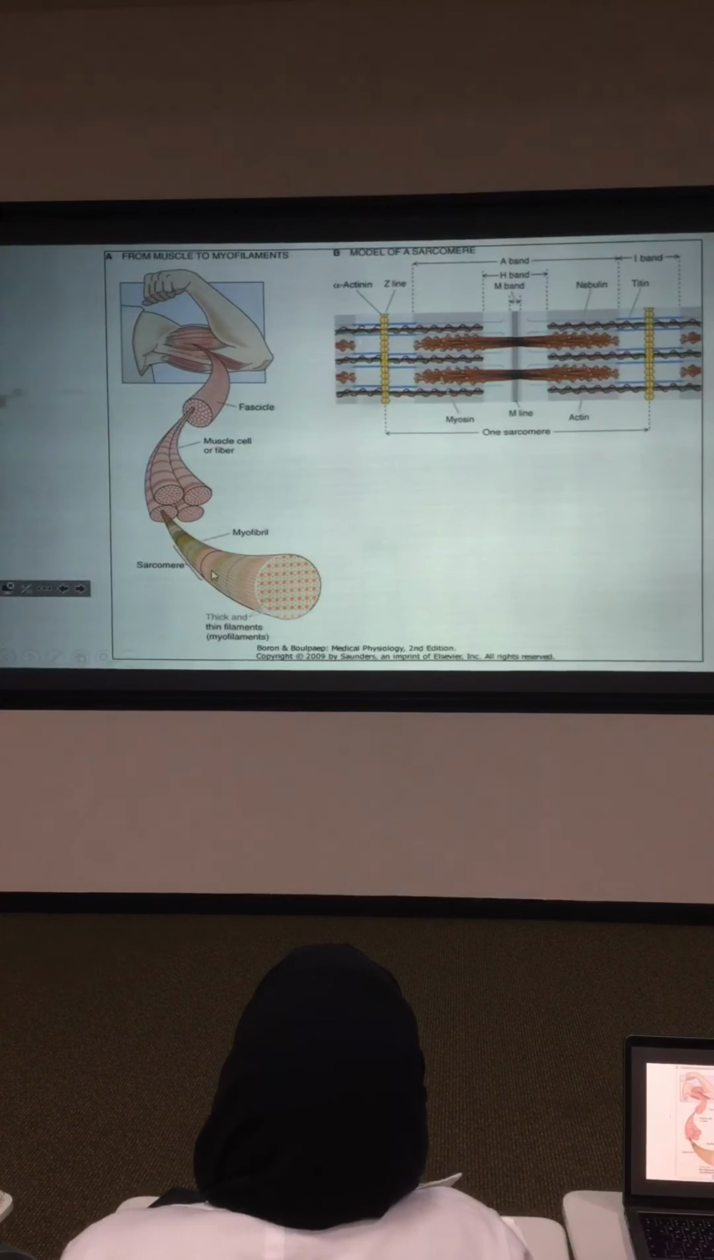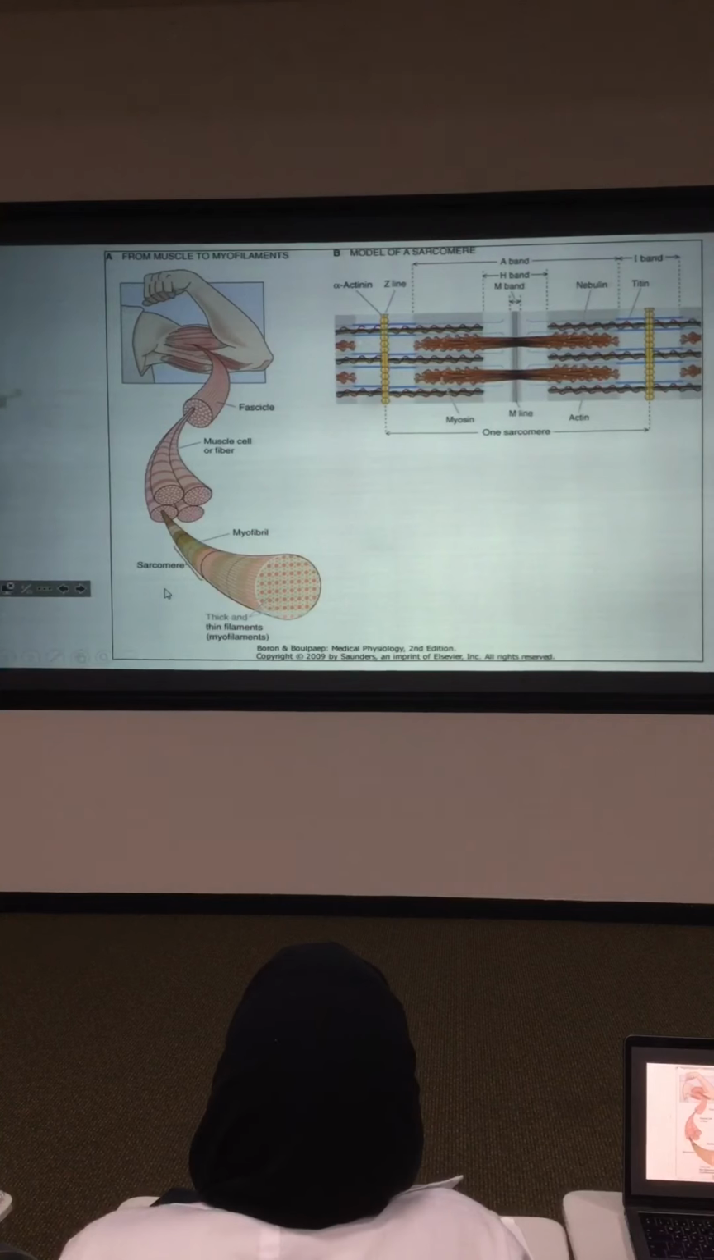Okay, let's try to understand now. Each myofibril, when you look at this one, is made up of what is called a sarcomere. Sarco means muscle, okay? Sarcomere is a segment. So many sarcomeres will make up a myofibril. Many myofibrils will make up a muscle fiber. Many muscle fibers will make up fascicles. Many fascicles will make up a muscle bundle. So you got the organization now.